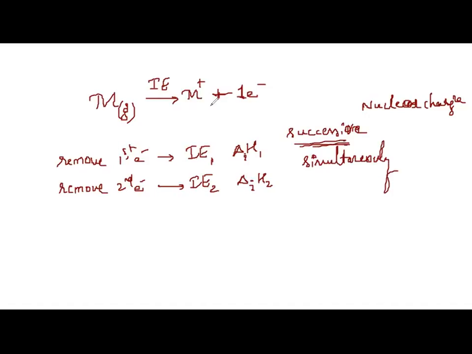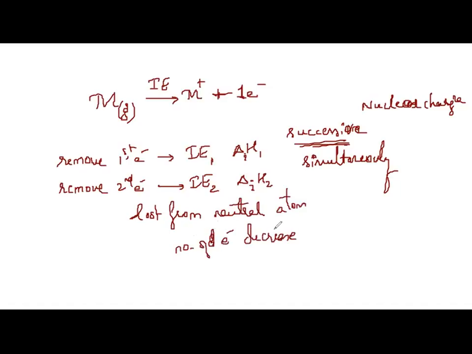Once the first electron is lost, it will form a unipositive cation. Removing an electron from the unipositive cation becomes difficult. Why? Because when an electron is lost from a neutral atom, what will happen? From the neutral atom, the number of electrons decreases.